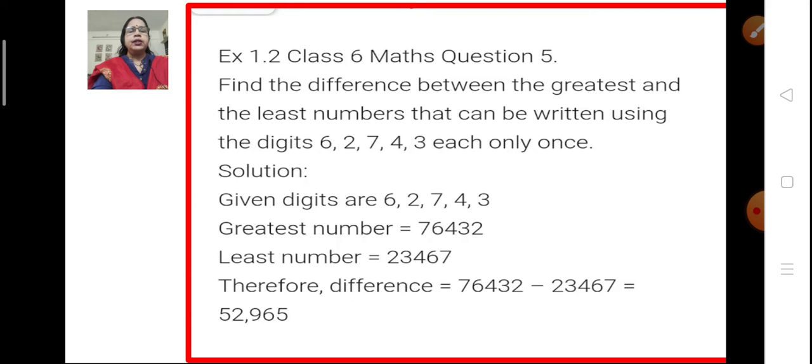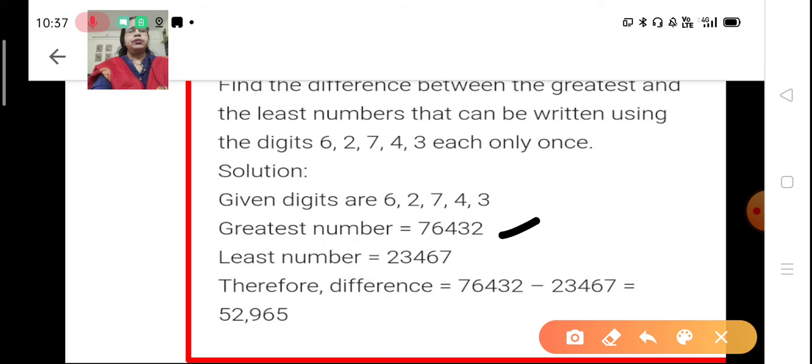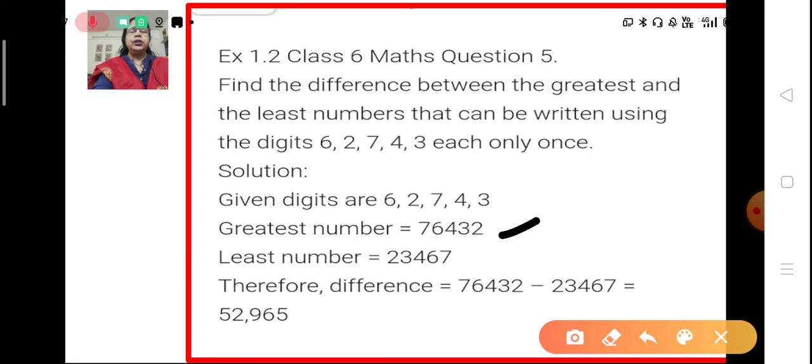So how do we form the greatest number? We form the greatest number by arranging the given digits in descending order. So what is the number we are getting? The number we are getting is 76,432. And what is the least number that we can form from these digits? The digits will be arranged in ascending order to get the smallest number. So the least number is 23,467.